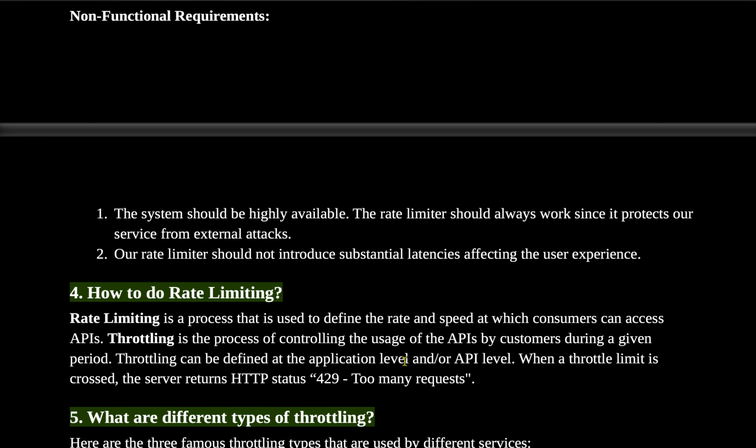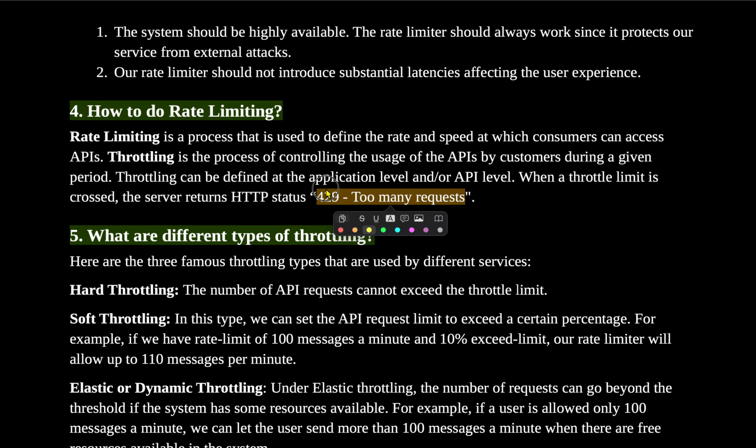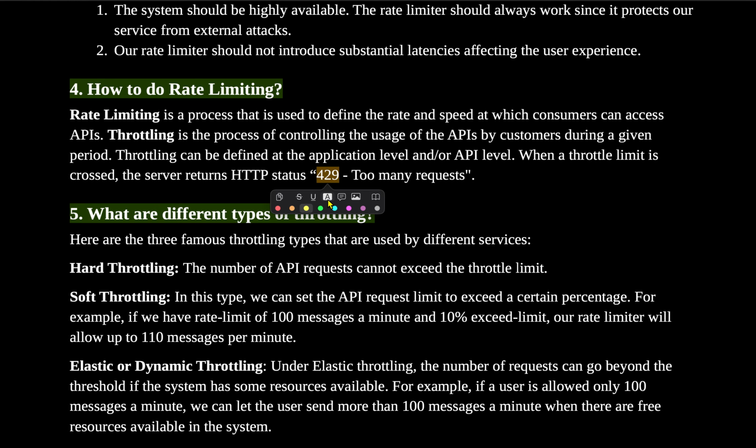Throttling can be defined at the application level or the API level. So, this is where you apply throttling: at the API level or the application level. When a throttle limit is crossed, the server returns a status 429, too many requests. And this is a standard rate limited response: too many requests, 429.